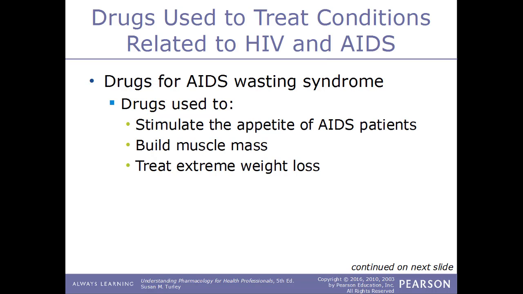Alright, now drugs used to treat the condition of AIDS wasting syndrome. Now, these drugs are used to stimulate the appetite of AIDS patients and to build muscle mass and to treat the extreme weight loss of AIDS.